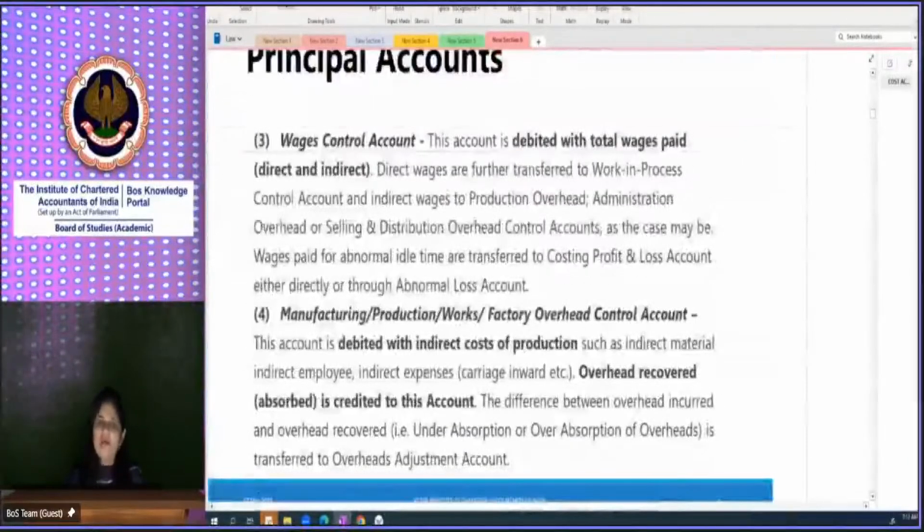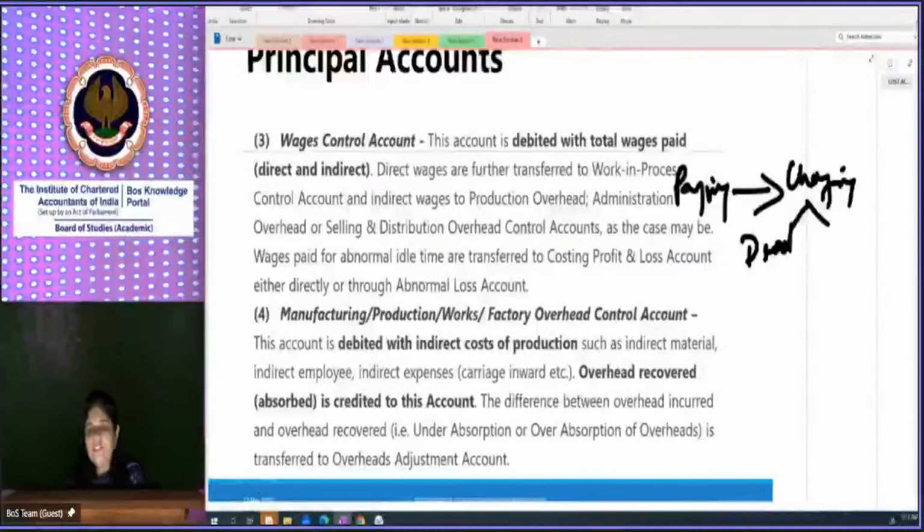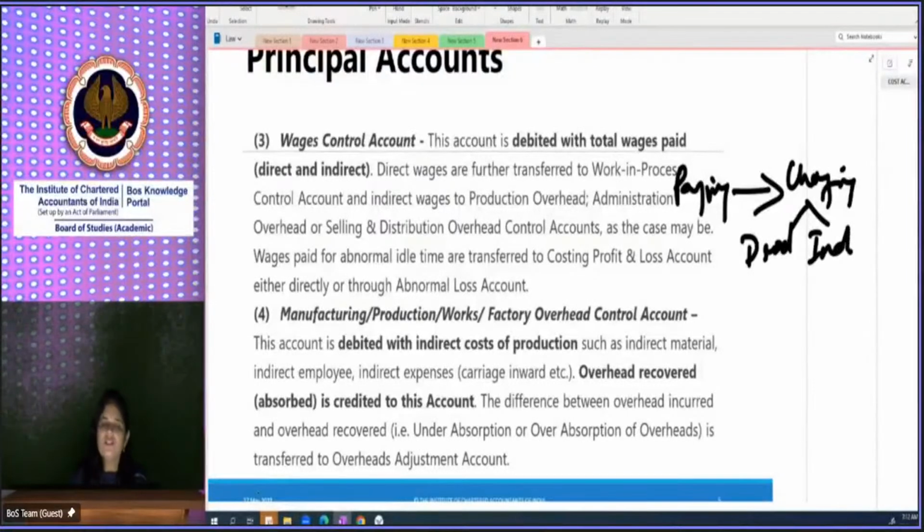Then principal accounts, like material, we have wages. So wages, again, direct wages and indirect wages. So wages, again, we are paying for the wages. So incurring the wages and then charging the wages to production or other departments. So charging the wages to production and charging the other indirect wages to other departments. So wages control takes care of both direct wages and indirect wages. That means direct labor and indirect labor.